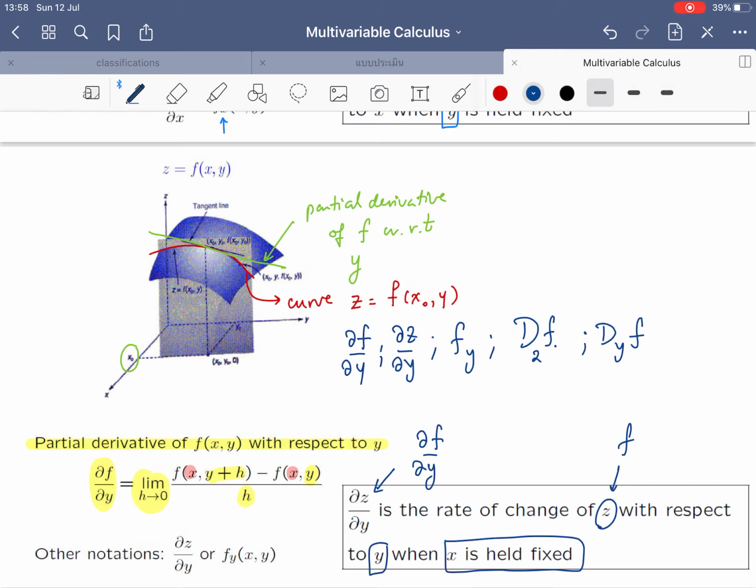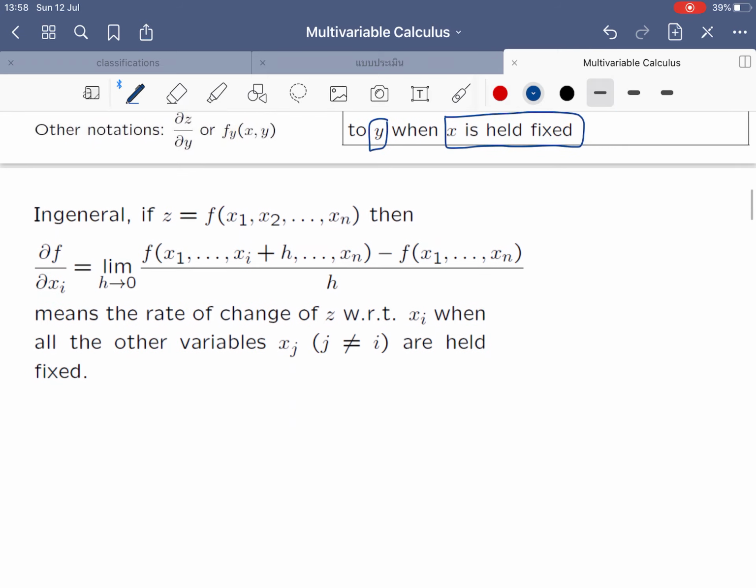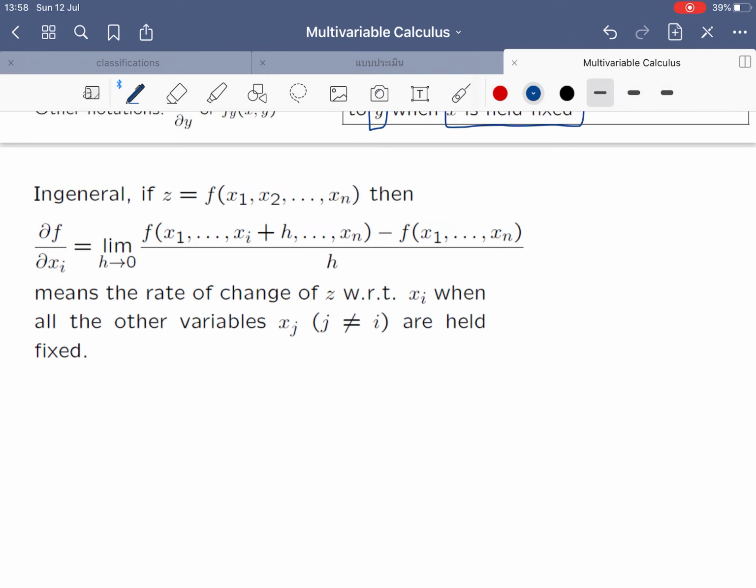And of course, instead of two variables, you can define your partial derivative for a function of more than two variables as well. For example, if your function contains x1, x2, etc. to xn, then the partial derivative of this function with respect to component xi, okay, the i-th component, will be again a difference. You find a difference of a function value at xi plus h, and of course this one is the xi, okay.